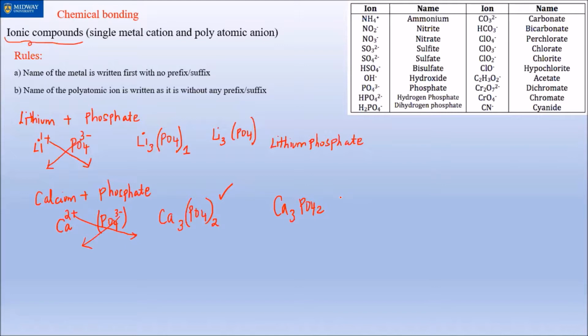There's no 42 oxygen. You're just combining 2 things. How can you go from 4 oxygens to 42? This is incorrect, okay? So how do we write the name? Well, Ca is calcium, that's the name of the metal, and PO4 3 minus is phosphate, so calcium phosphate.